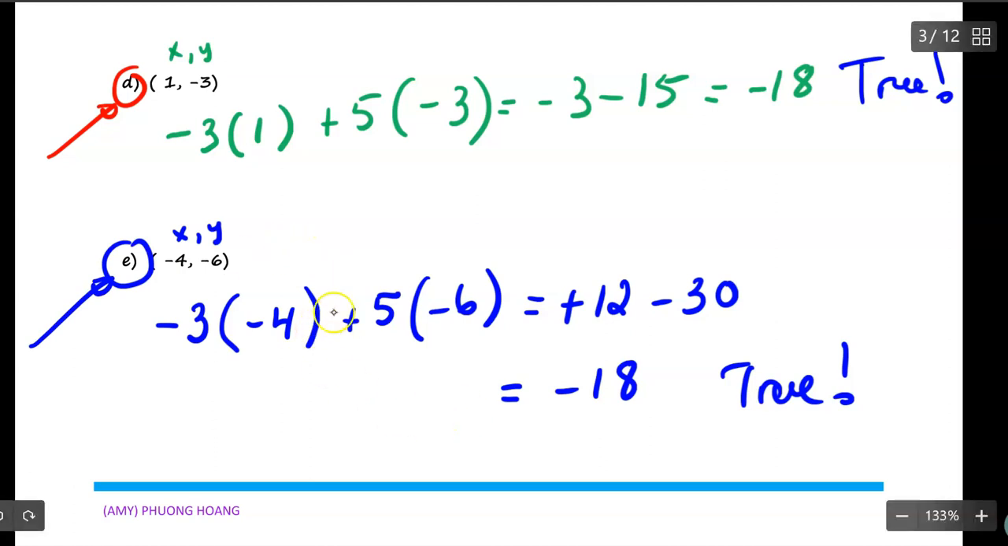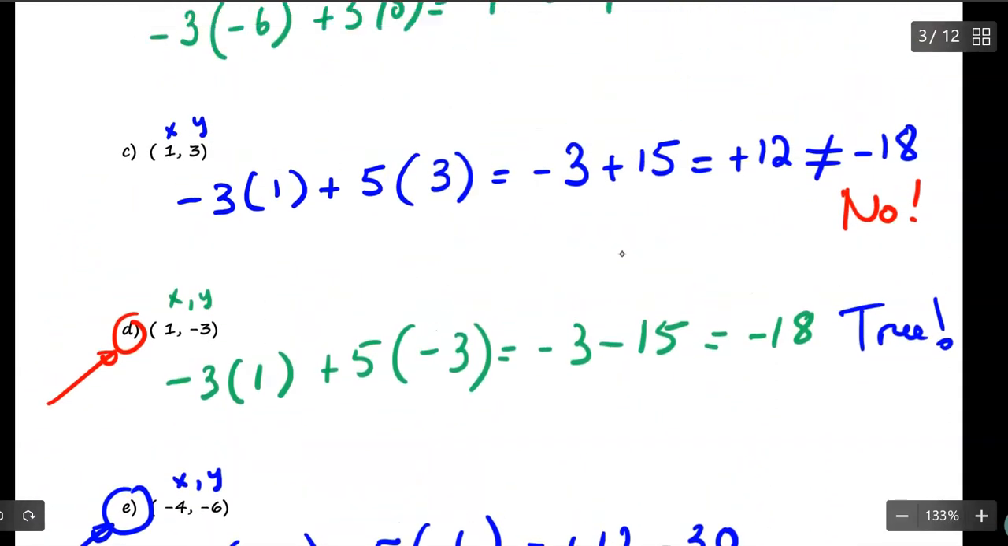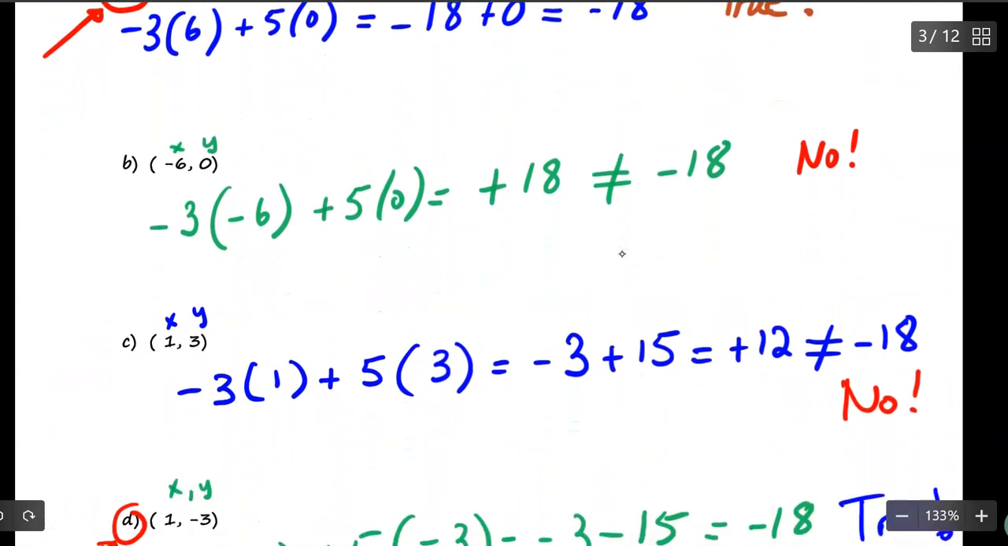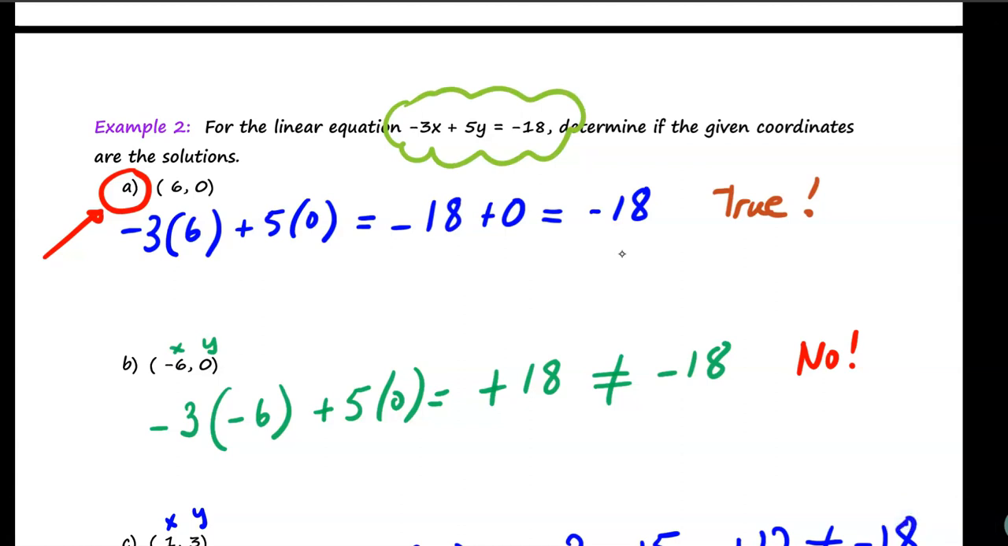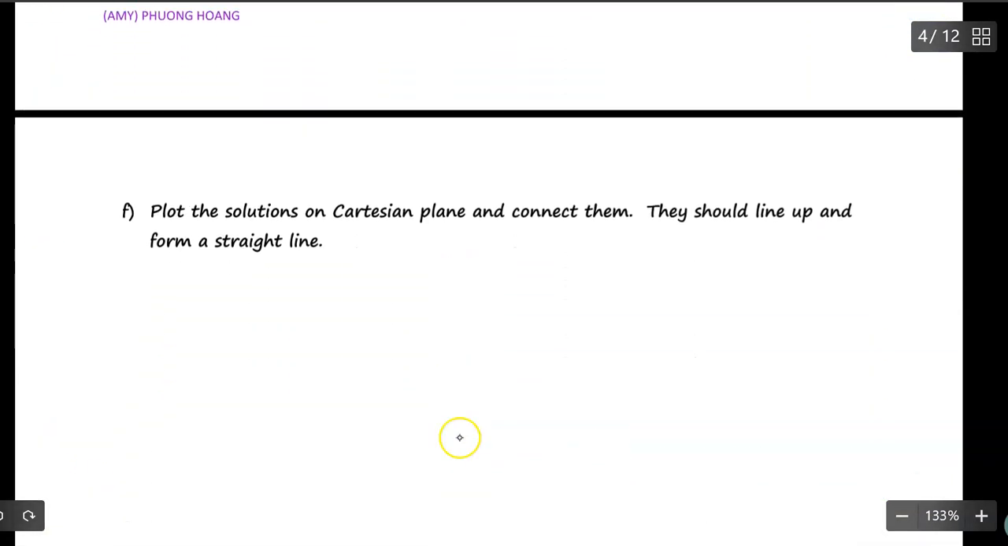linear equation. So for the 5 points that they asked us to check, there are 3 of them that are true. And if it's not equal to -18, then it's not the solution for this linear equation. So it's very simple. According to the definition, we need to prove that this linear equation stays true to its statement. Now you see this linear equation has lots and lots of solutions, depending on the pair that is given to you. So let's move on to see what they ask us to do next.